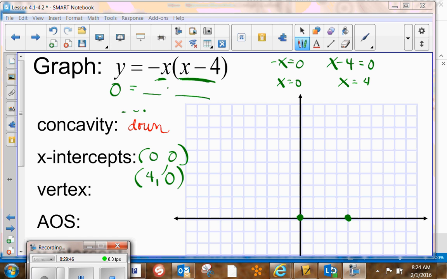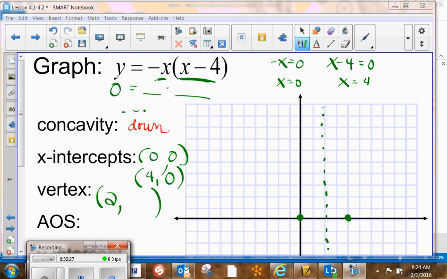My vertex. Well, I can't use negative b over 2a because it's not in standard form. It's not in vertex form, so I can't just look and see the vertex. But what I do know is that the vertex is going to be exactly in between these two x-intercepts. Well, what's the x value right there that I just drew? 2. So I know the x of the vertex is going to be 2. It's got to be on that line right there.